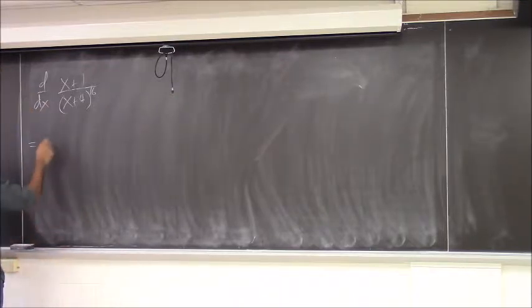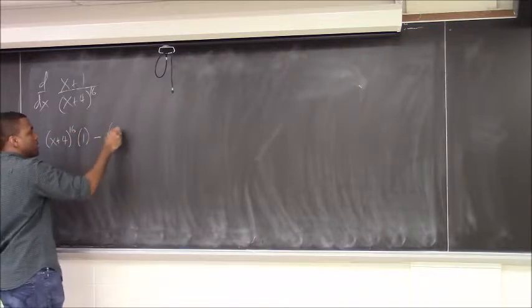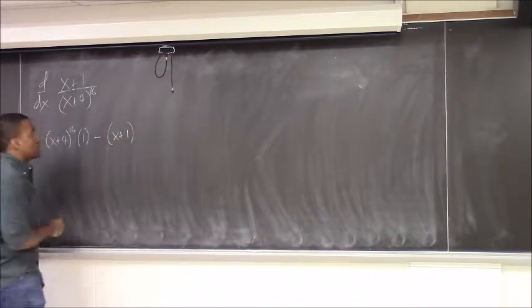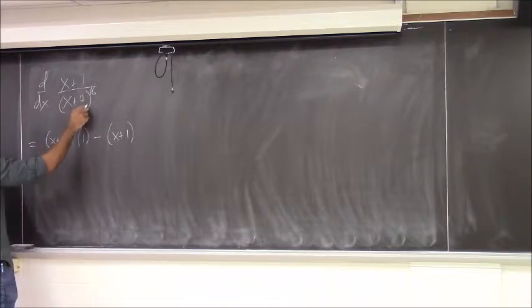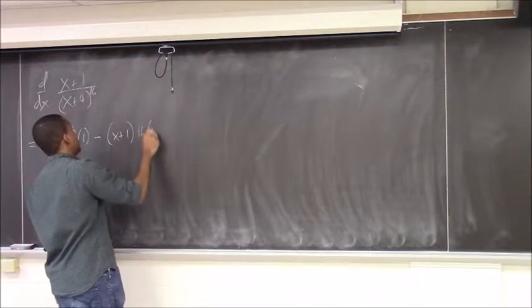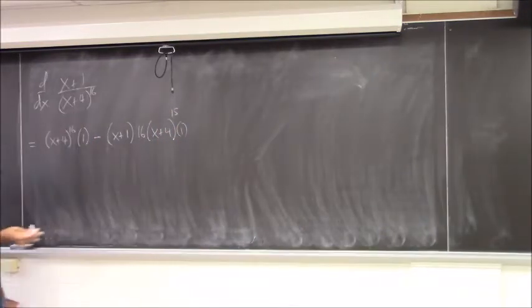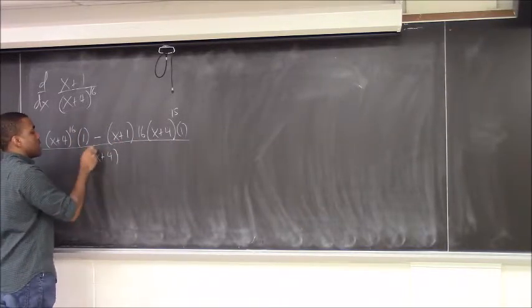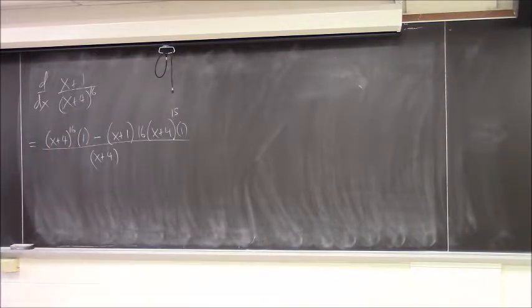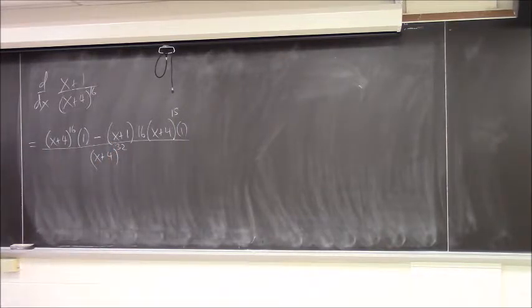Quotient rule. So bottom times the derivative of the top minus the top times the derivative of the bottom. How do I find the derivative of the bottom? Power rule. Not exactly. Chain rule. There's not just an x, so the 16 comes down, you leave the inside alone, subtract 1 from the power. Derivative of the inside happens to be 1, but you should know that it should be there. Over the bottom squared. What's x plus 4 to the 16 squared? Right, the power would be 32. You double the power.